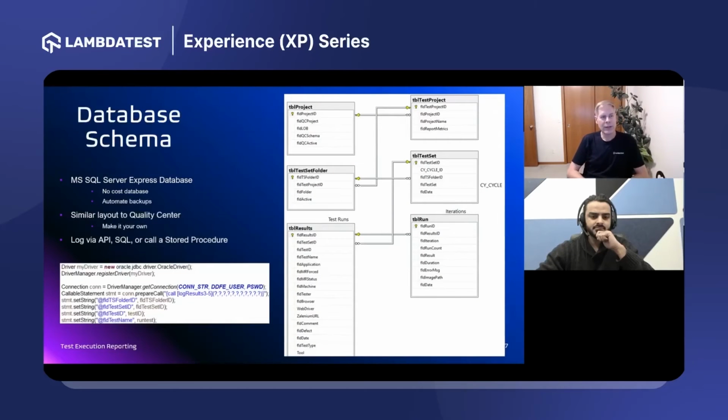So here is an example of the database schema which we put together. We have a relational database, and what we're using is actually Microsoft SQL Server Express. So we're using the free version of SQL Server. Again, we were looking at a no-cost solution, so why did we go with Express?